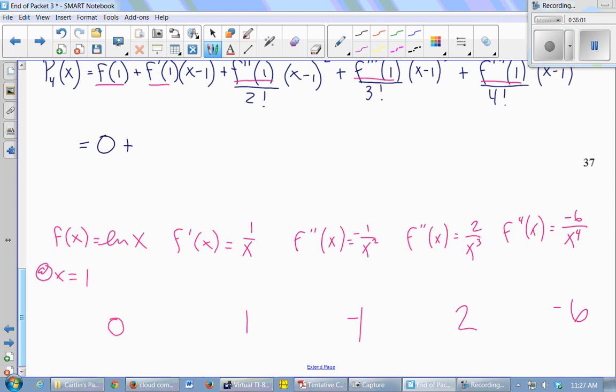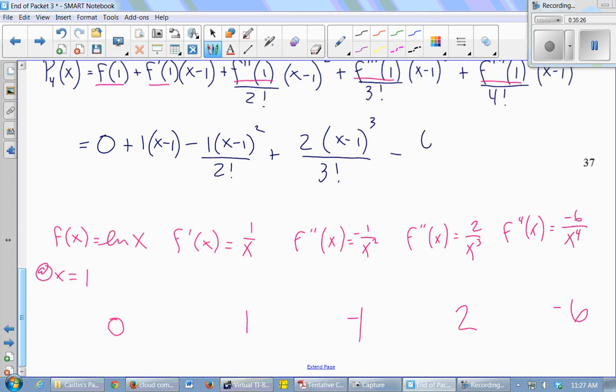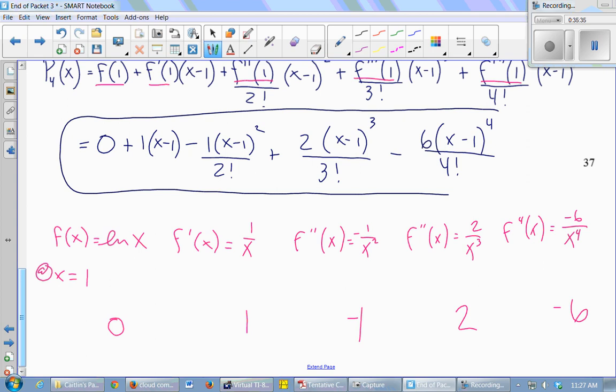So I got 0 plus 1 times x minus 1, plus, minus, because that's a negative 1, minus 1 times x minus 1 squared over 2 factorial, and then plus 2 times x minus 1 cubed over 3 factorial, minus 6 times x minus 1 to the 4th over 4 factorial. There's my 4th degree Taylor polynomial for ln x, centered at 1.